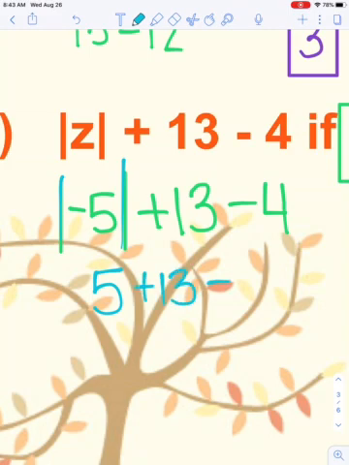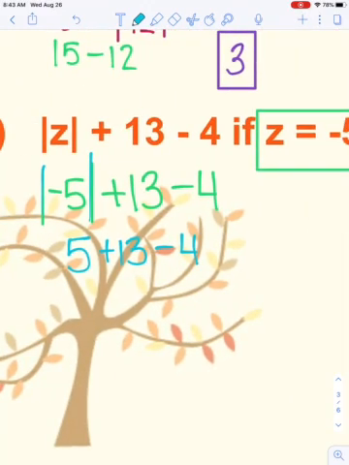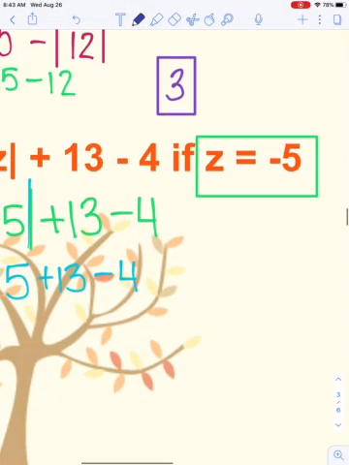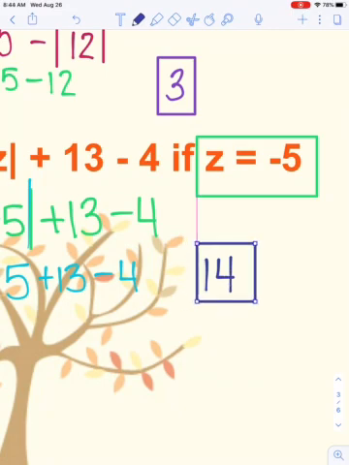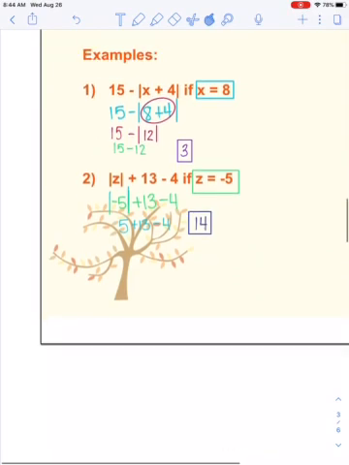The rest of it stays the same, and then it's just a simple addition and subtraction. So 5 plus 13 is 18, and then 18 minus 4 is 14. So your answer to that is 14. And that's it. Okay, so you treat them like you would treat parentheses as far as adding or subtracting anything inside first, and then whatever comes out of those absolute value brackets comes out as a positive number, and then you just complete the problem normally after that.